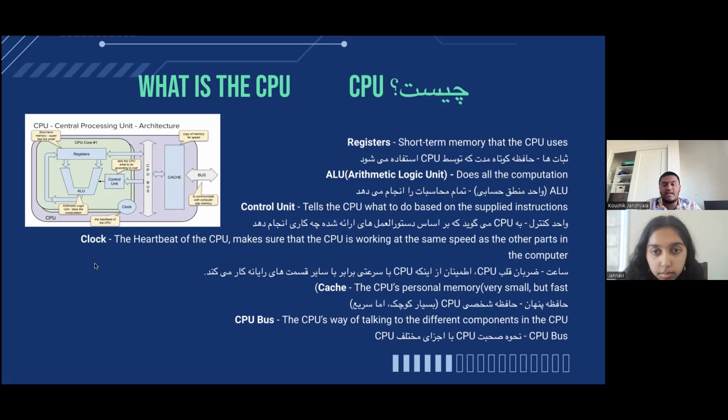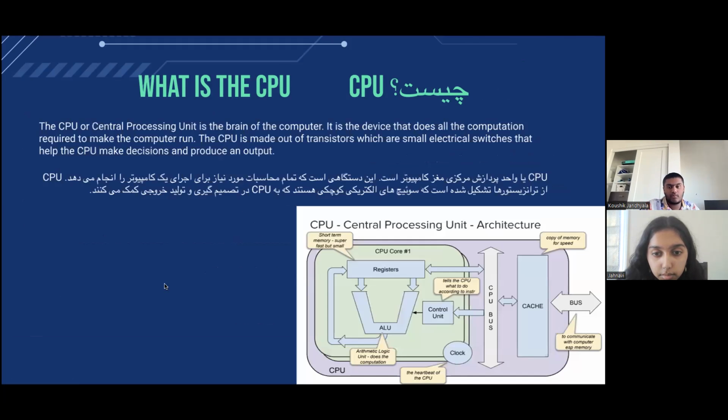A cache is the CPU's personal memory. It is very small but very, very fast. And the CPU bus, as mentioned earlier, is the way that all the internal CPU components connect with each other.